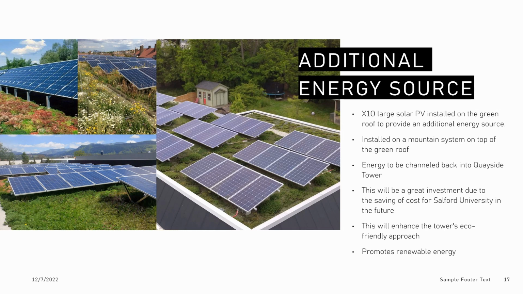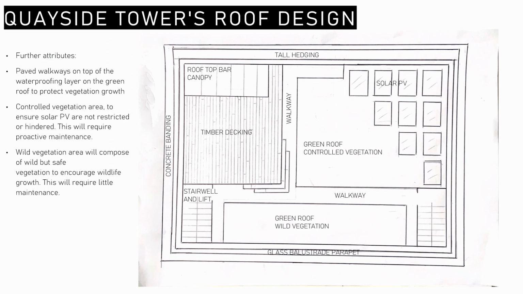Another way the rooftop will add value is through the installation of 10 large solar panels. These will be mounted on the green roof system on the opposite side of the rooftop bar. The energy captured will be converted into electricity to power the machinery used on the rooftop bar. An ambition for Quayside Tower will be for the solar panels to power the whole tower by 2040. Demonstrated below is a proposed plan for Quayside Tower.